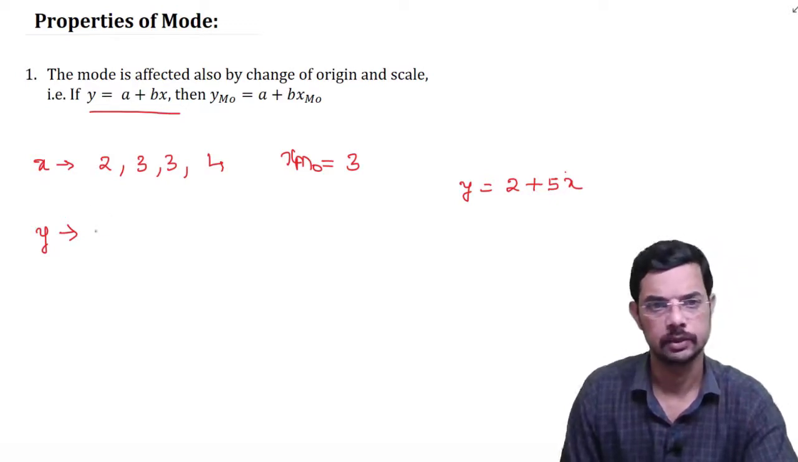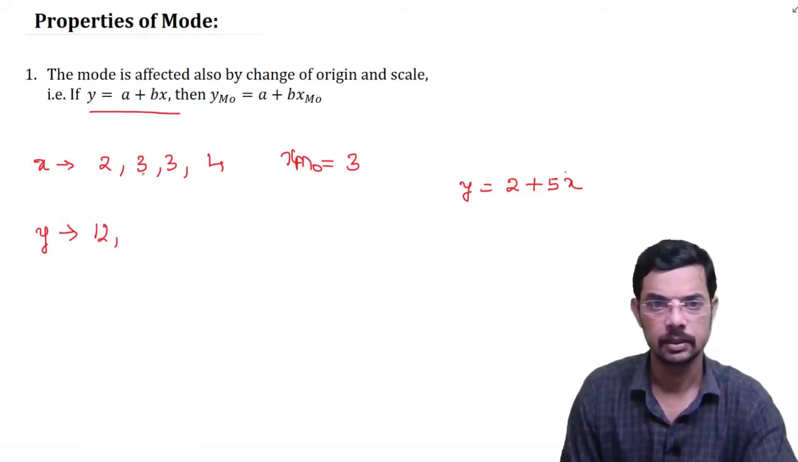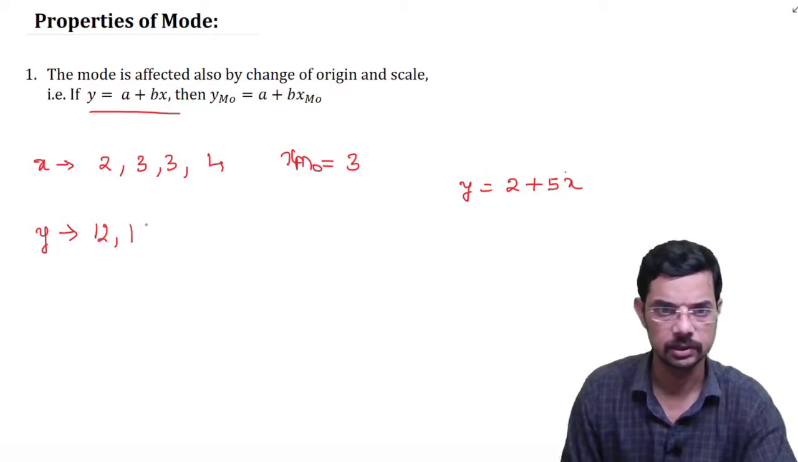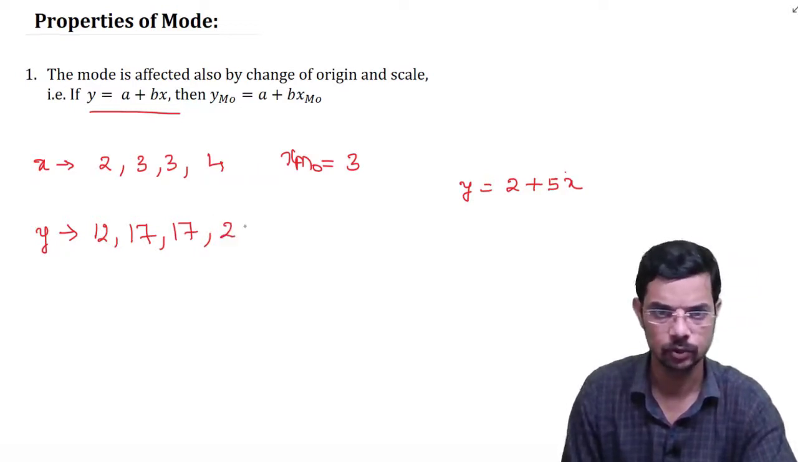So 2 plus 5x, what happens? The new observations will be, we multiply by 5 and add 2 to it. So 5 2s are 10, 11 and 12. So we have 12. 5 3s are 15, 16 and 17. So this is 17. Same way, this is also 17. And for 4, 4 5s are 20, 21, 22. So 22. So the new set of data y can be obtained like this.